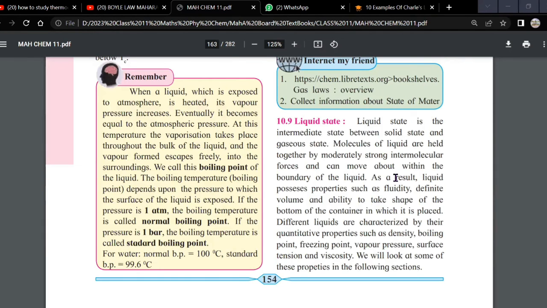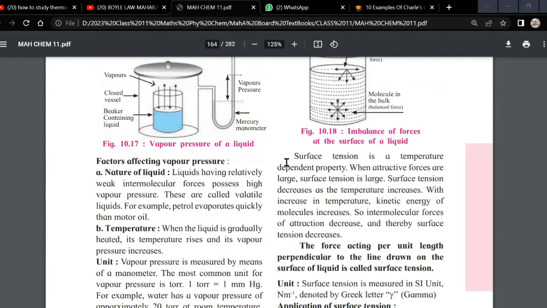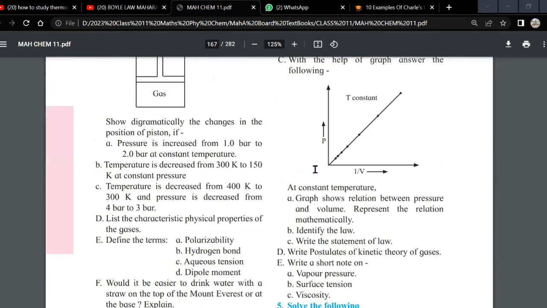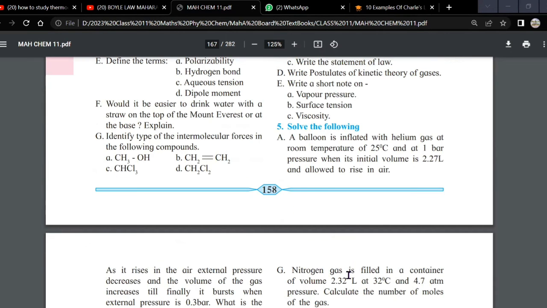And then once we have covered this, 3 to 4 lectures would be required. Once we have covered these gas laws, then we'll move on to thermodynamics. Are we clear? Yeah. Okay.